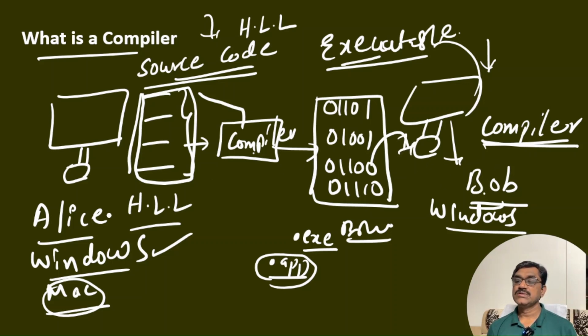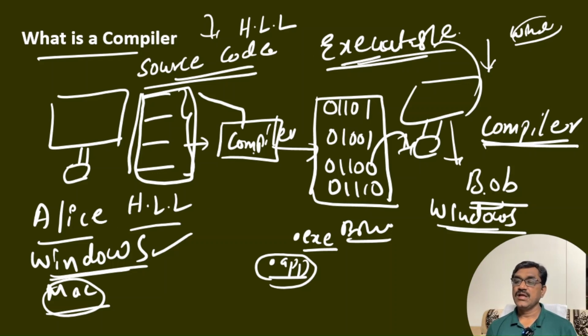Why? Because at Alice we have used the Windows operating system, so Bob also should use Windows, right? So on any machine this executable code can be executed, but the only thing here is the systems must have only the Windows operating system. Why? Because the executable code has the extension .exe, which was created by Alice by using the Windows operating system. This is very, very important.